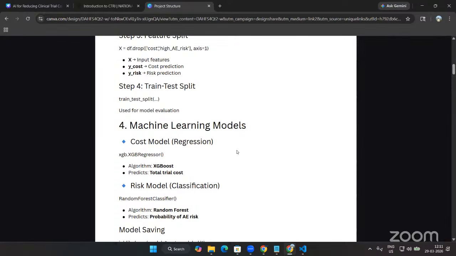Because when we divide the data into training and testing, the model is trained on the training data, and then the model is evaluated using the testing data. So this way you get the evaluation also done for the model.